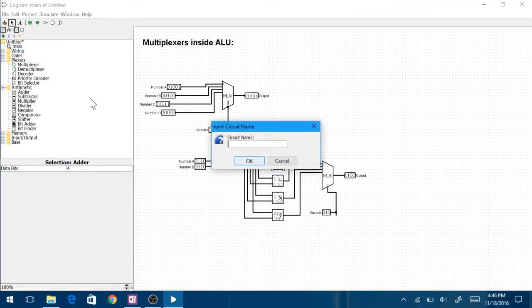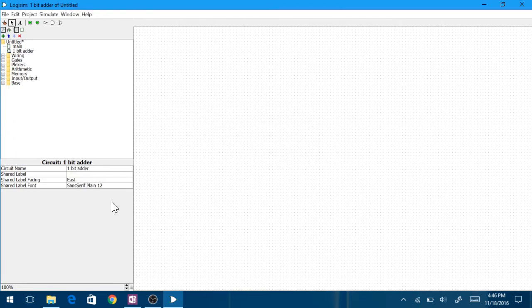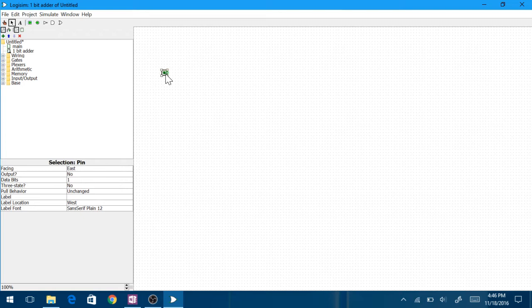I'm going to say that this is a 1-bit adder, and I've got our 3 inputs. I've got input A, so I'm going to take an input pin and label that input A, and then I've also got input B. So I'll go ahead and label that input B. And then finally I've got our carry in, and I've got that down here. So I have carry in.